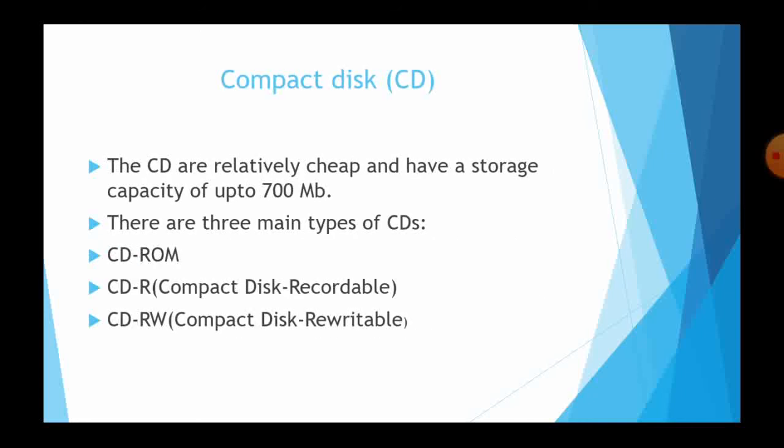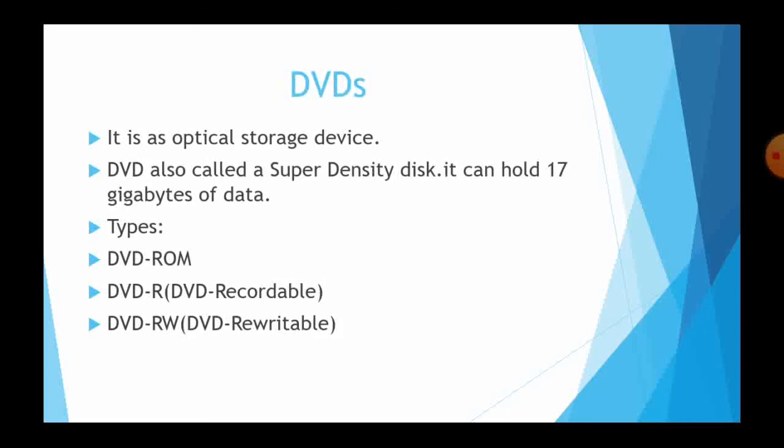Compact disk is very cheap and can store data up to 700 megabytes. There are three types: CD-ROM, CD-R, and CD-RW. CD-ROM, we can read the data only, read-only memory. CD-R, we can store our data and read it many times. Rewritable, we can write the data, erase the data, and write it multiple times. DVD is an optical storage device. It can hold 17 gigabytes of data. The types of DVD are DVD-ROM, DVD-R, DVD-RW, the same as what we have seen for the CD.